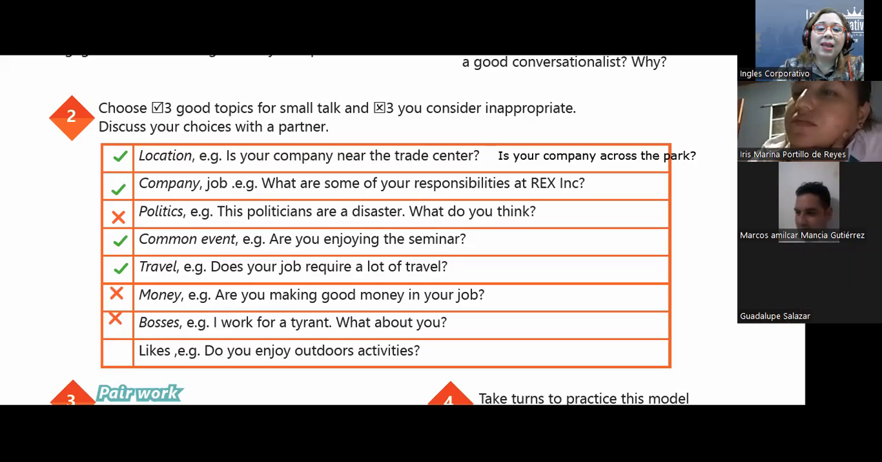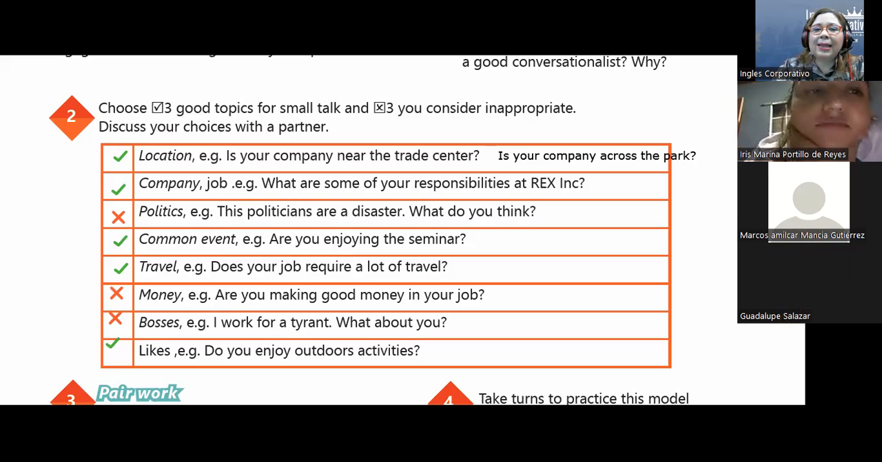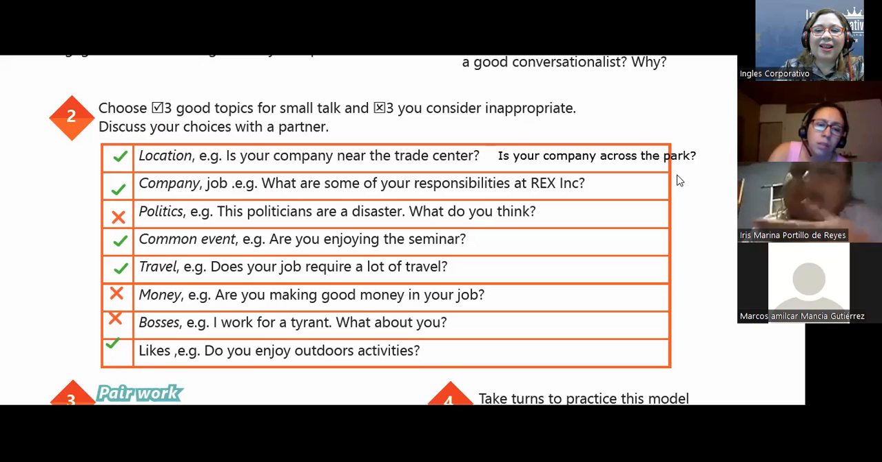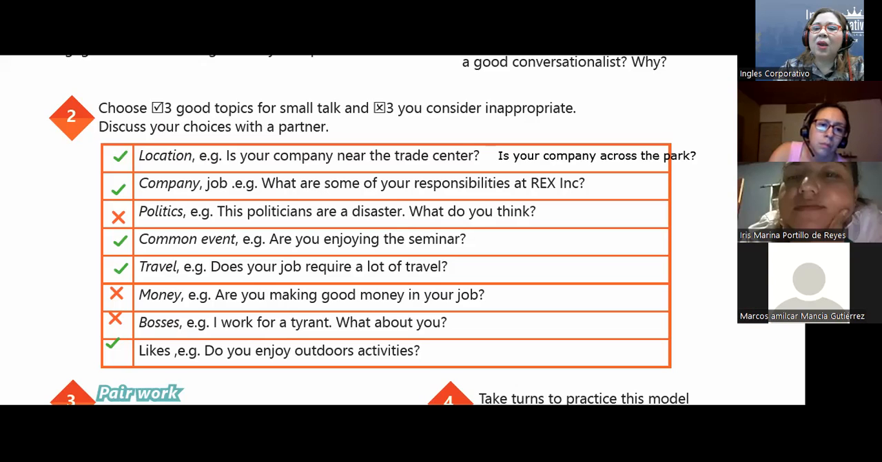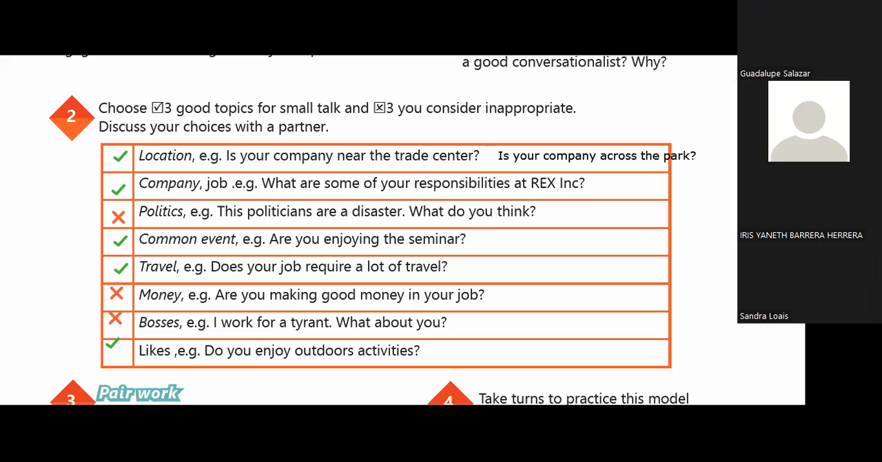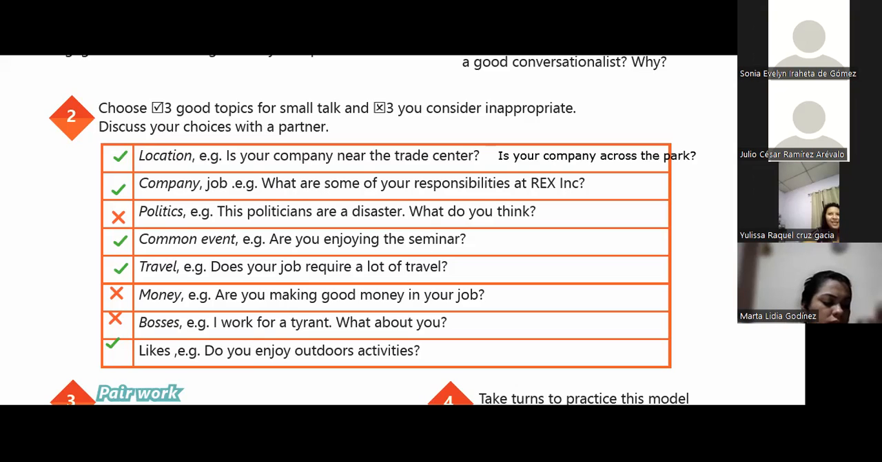Okay. So what do you think about your likes and dislikes? Okay, here we go. And usually, what do you prefer? ¿Qué temas ustedes prefieren? Digamos, cuando ustedes empiezan a hablar con alguien en español, ¿cómo empiezan? Where do you work? So we are talking about location, right? Or the company. What do you do, right? What's your name? Yeah, that's the very beginning. Now we know that there are topics that are inappropriate and there are topics that are very good to start a conversation.